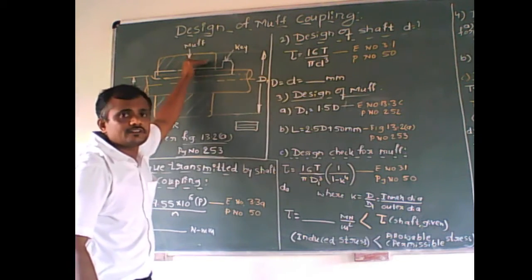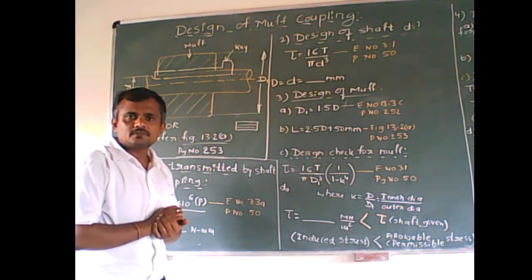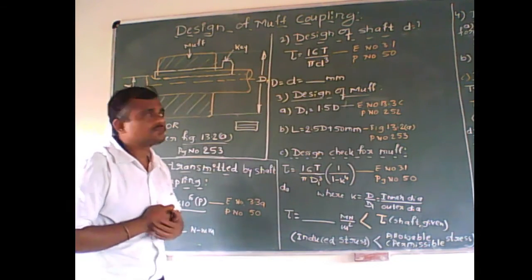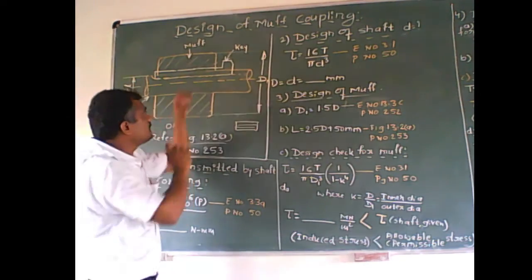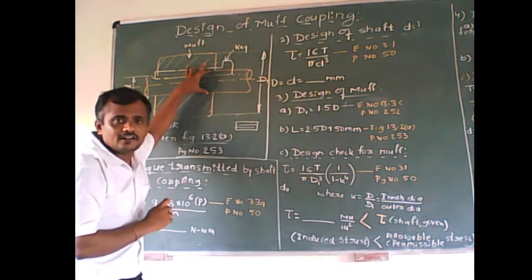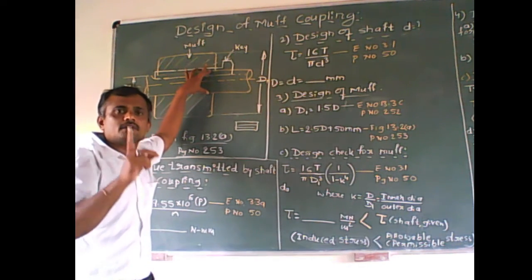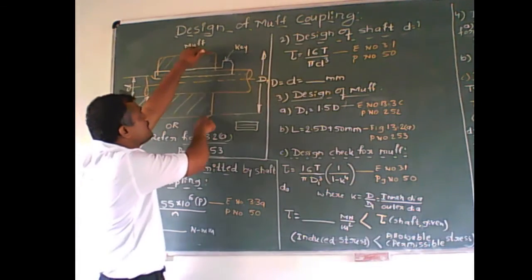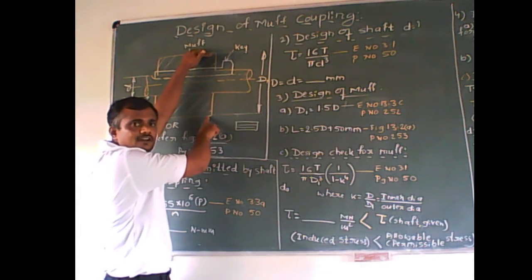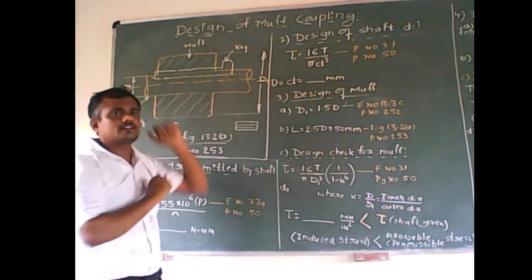Here I am treating this muff as a hollow shaft. Why? This is a hollow shaft because it has outer dia D1. Inner dia is what here? Here inner dia is nothing but the diameter of a shaft. Diameter of a shaft is inner dia and D1 is outer dia. Here inner dia is D, outer dia is D1.